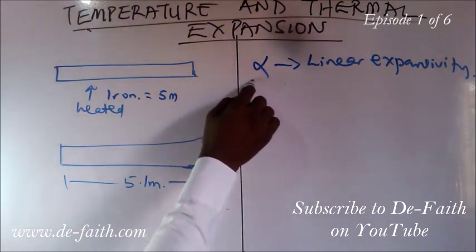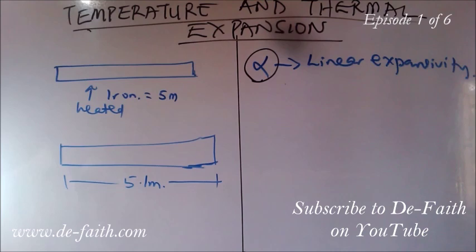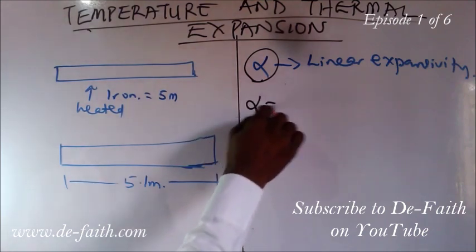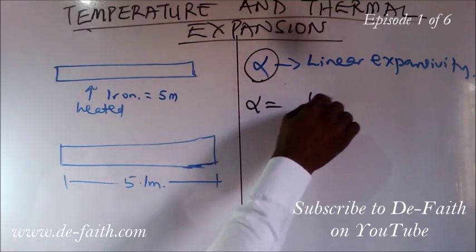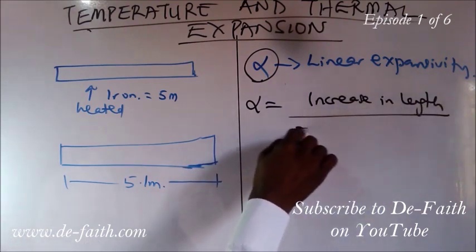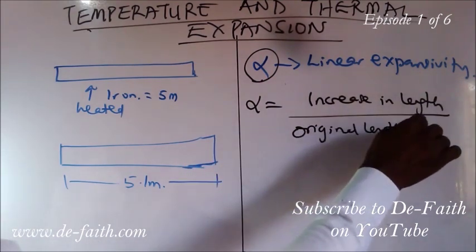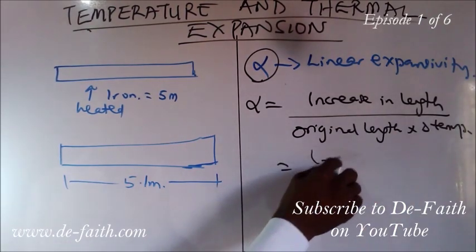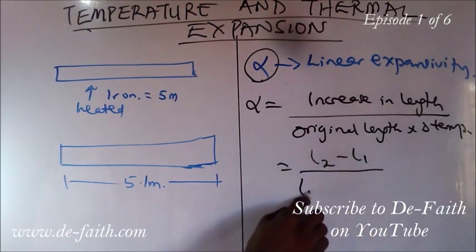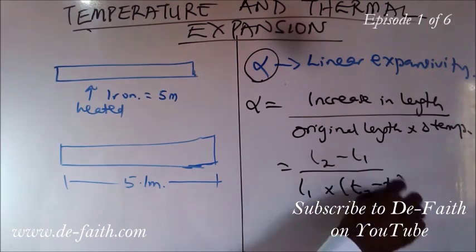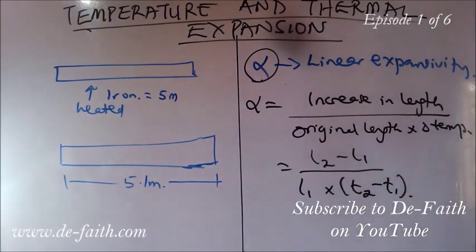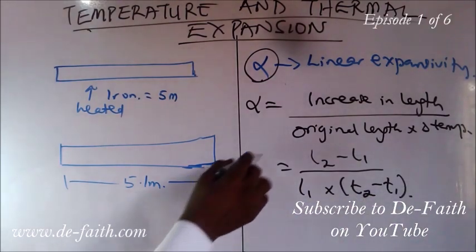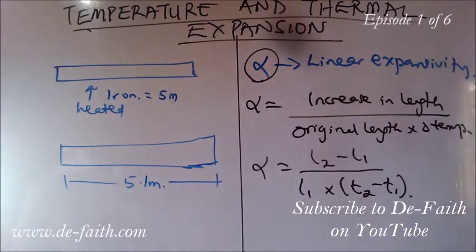And linear expansivity is represented with alpha, where alpha is equal to the increase in length over its original length times the change in the temperature. So it could be written as L2 minus L1 over the original length multiplied by temperature 2 minus the original temperature. So here is the formula for linear expansivity.